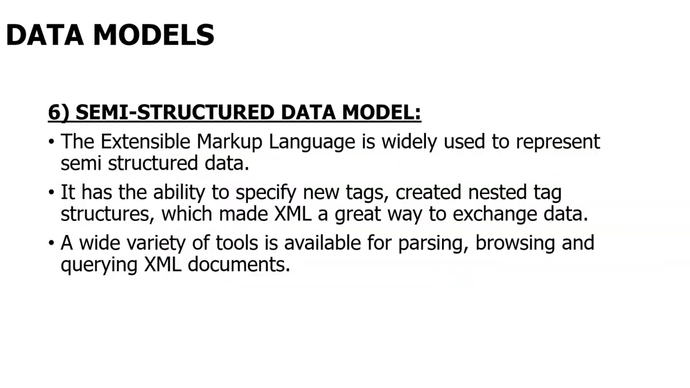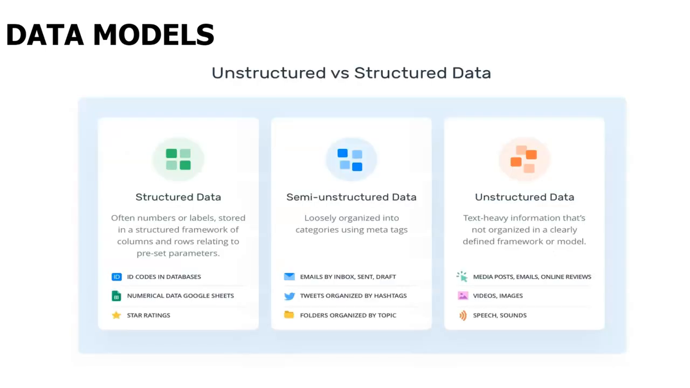Next is the semi-structured data model. I'll show some examples. Here I have some different types. Structured data is nothing but numerical data, like a Google Sheet. If I am numbering something and fixing some codes, then I have a proper code. When I don't include any numbers and I am making a media post, then it is unstructured.